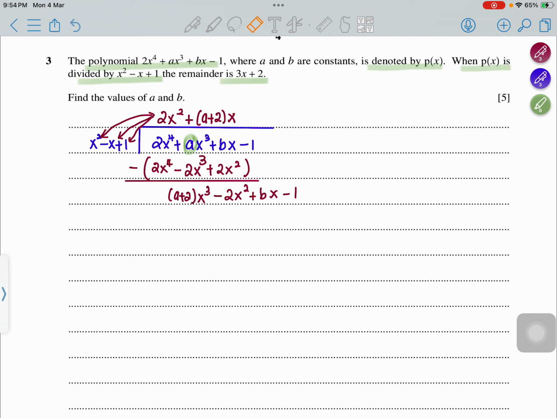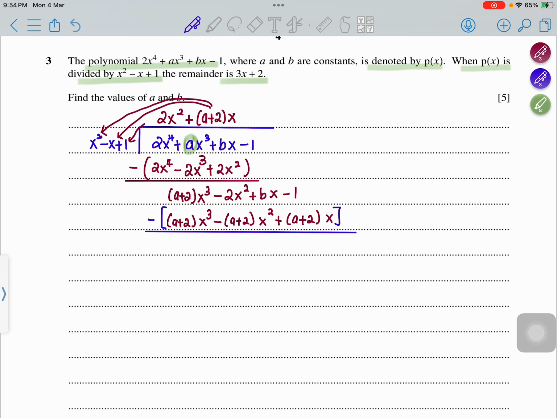Okay, now I will erase this one and I will show you again what's happening. Okay, if you're fast, then you can do it quickly. So you take this and you multiply. What will you get? Of course, you get a plus 2x cubed. So that you can cancel the term. Now you do the next one. So you're going to get minus a plus 2x squared. And the last one is going to be a plus 2x. Now you need to minus all of these terms.